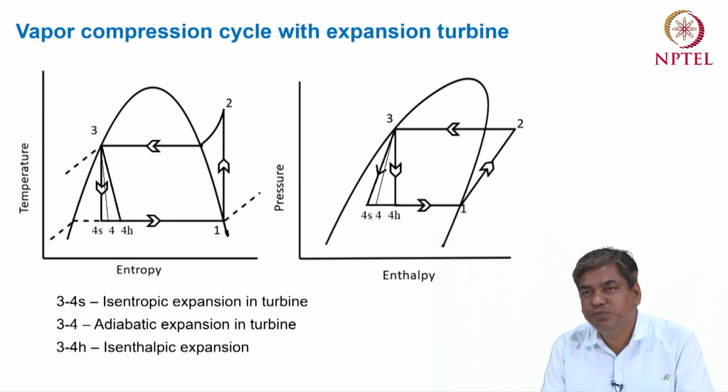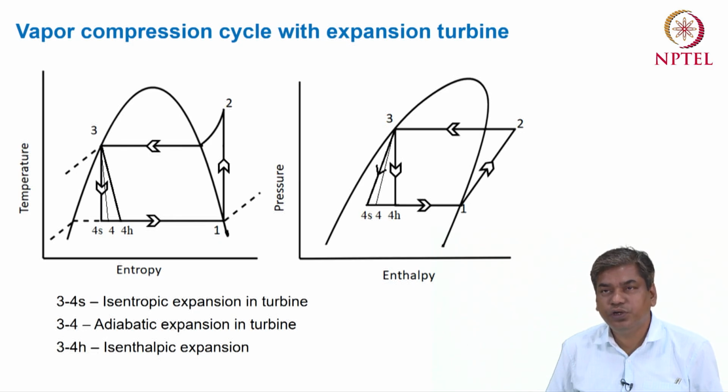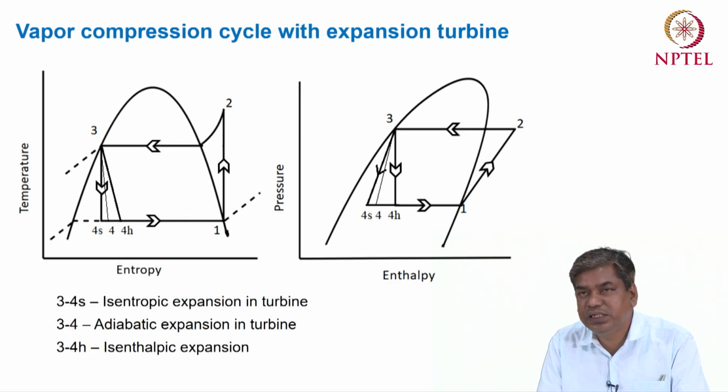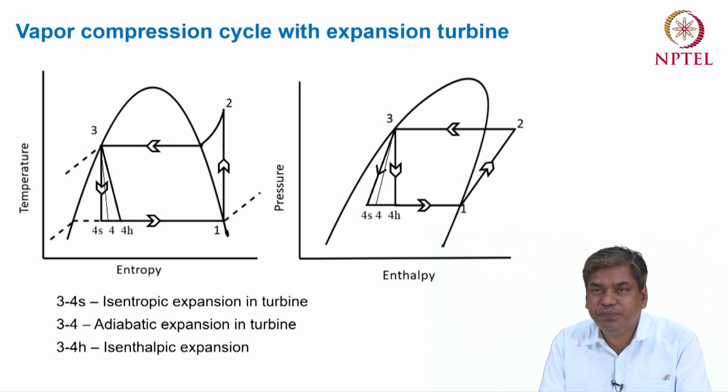We can easily see from this diagram that the enthalpy at point 4 is less as compared to the enthalpy at point 4h, or we can say that the quality at point 4 is reduced as compared to the quality at point 4h. So that means by using the expansion turbine, the quality of refrigerant at the inlet of the evaporator will reduce, which will ultimately give a higher enthalpy difference in the evaporation process or heat addition process, which will ultimately raise the cooling capacity of the system.